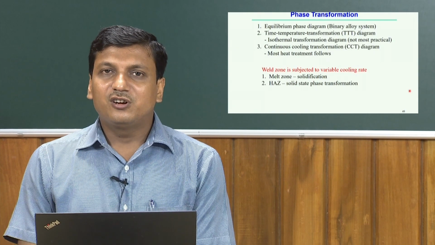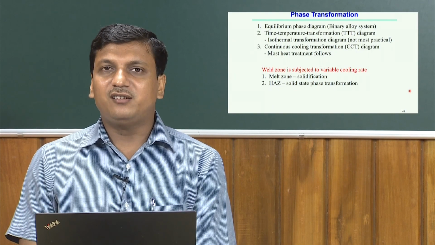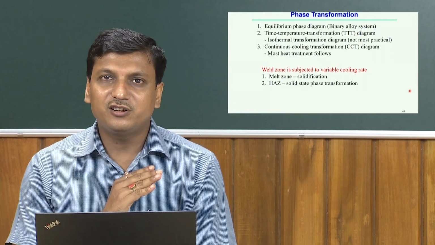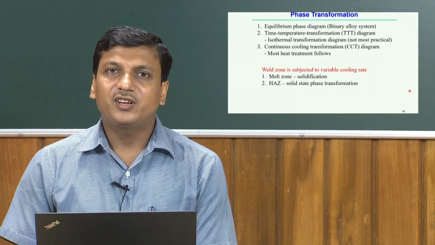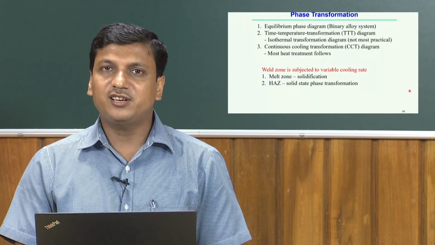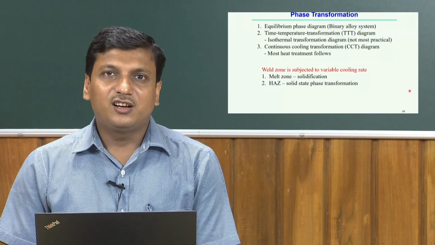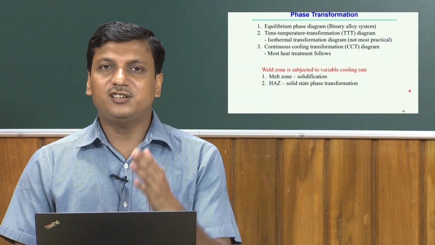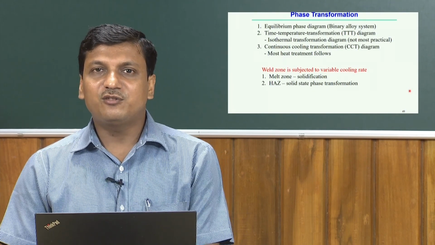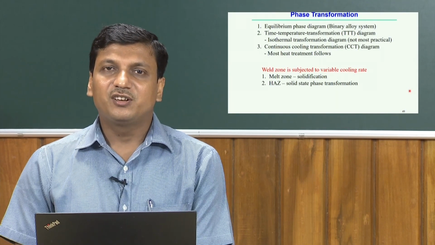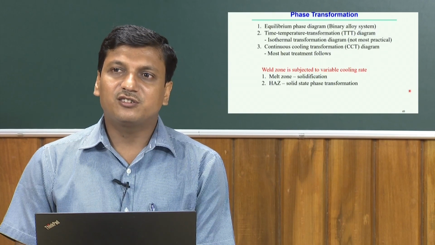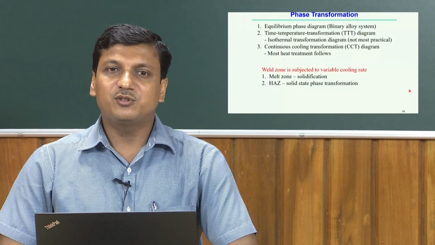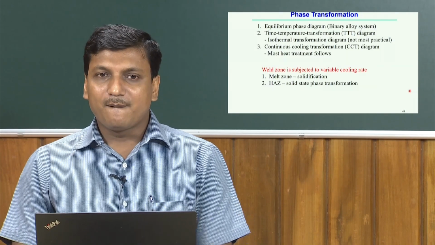Here also we can plot the transformation diagram following a constant cooling rate. Here the y axis normally represents the temperature, and the x axis represents the time. So, these are the 3 different diagrams we normally use to explain the phase transformation, and in most cases we are assuming that it is a binary alloy system.